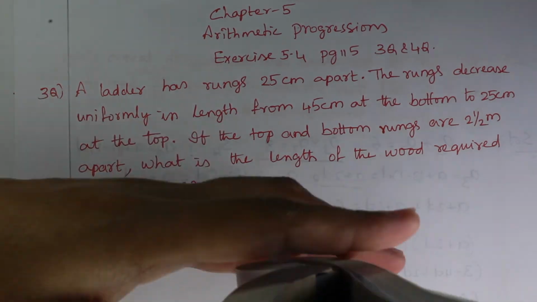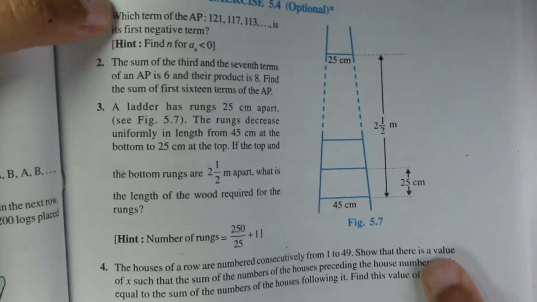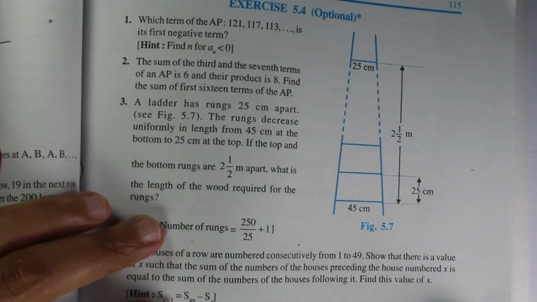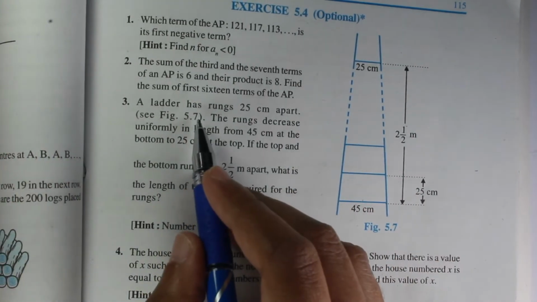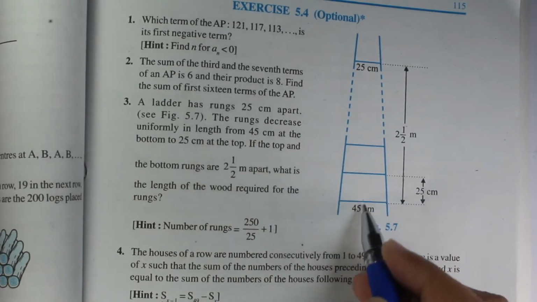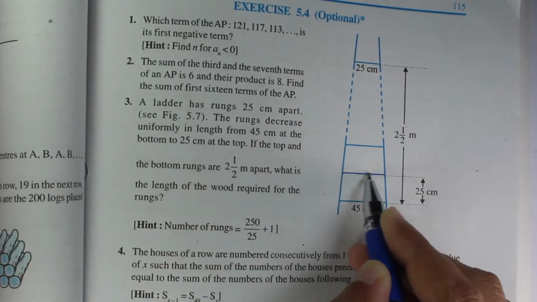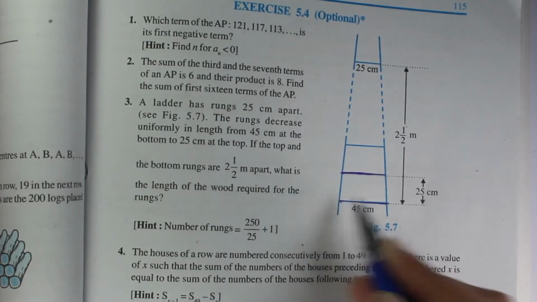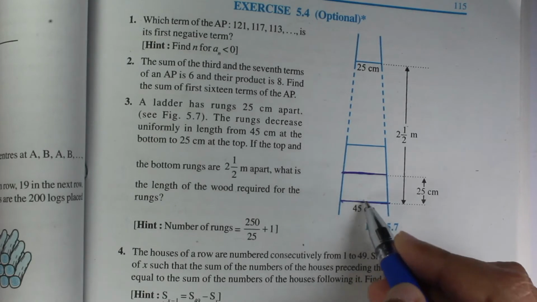So I'll show you in the textbook the diagram he has given. So this is the figure. A ladder has rungs 25 centimeters apart. So the distance between any two rungs, these are called rungs, okay? These horizontal lines are called rungs, and the distance between any two rungs is 25 centimeters.